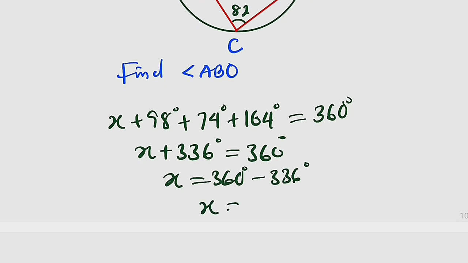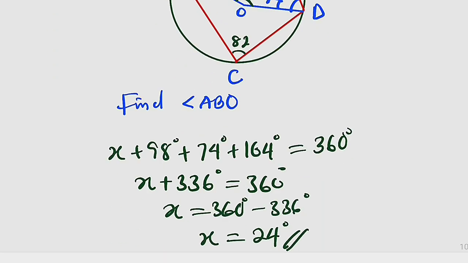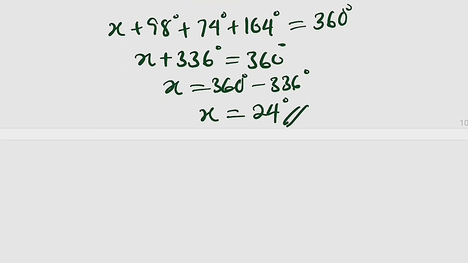and this will give us 24 degrees exactly. So that angle we are looking for, which is this one, is 24 degrees, which is ABO. Therefore ABO is 24 degrees, as simple as that.